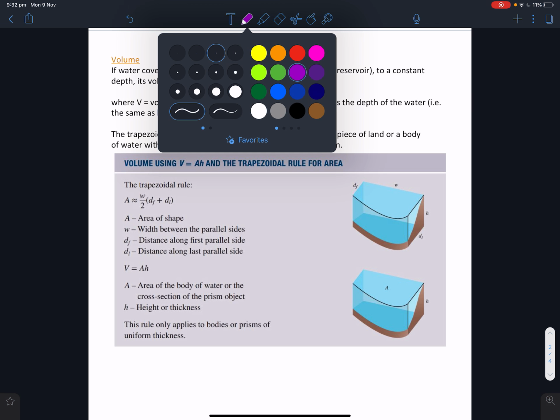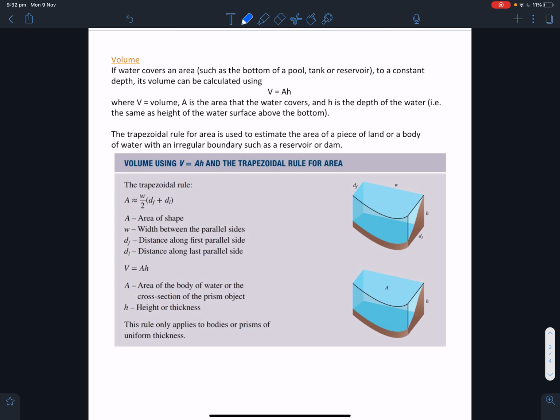There's so many good questions asked with using the trapezoidal rule, and they're always worth a decent amount of marks, so 4 to 5 marks, and they're pretty easy to do. Okay, so you don't want to throw those marks away. Alright, so volume. If water covers an area, such as the bottom of a pool, tank, or reservoir, to a constant depth, its volume can be calculated using volume equals A times H. So A is the area of the cross section times the height of the shape.